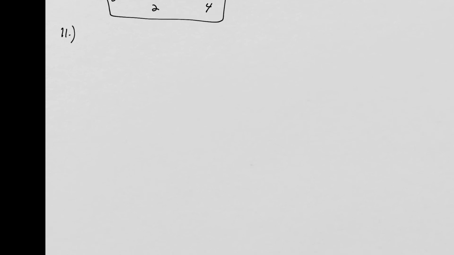Okay, 11. Find the equation of a line in slope-intercept form that satisfies the specific conditions. In this case, we want to find the equation of a line that passes through the point 2, negative 16, and negative 1, negative 4. So remember, to find the equation of a line, I need to find two things. I need to find the slope. I need to find b. So to do that, let's find the slope first.